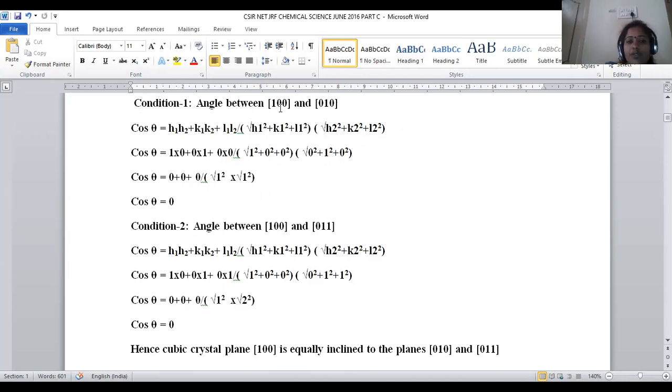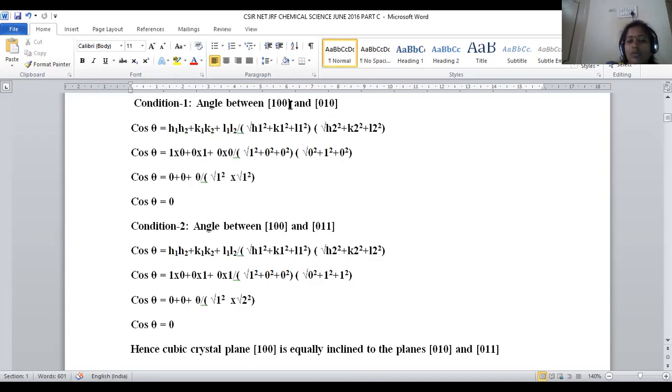Now let us substitute. H1 denotes what? 1. Then H2 denotes what? 0. So we are taking H1 into H2, nothing but 1 into 0. K1 K2: K1 is 0 and K2 is 1, so 0 into 1 will be K1 into K2. Then L1 and L2: L1 will be 0, L2 also 0, so 0 into 0 was taken upon.